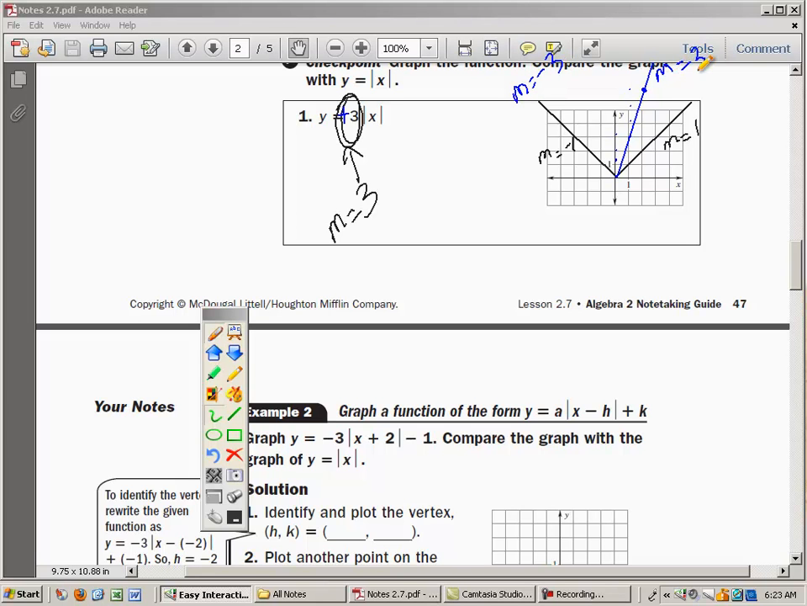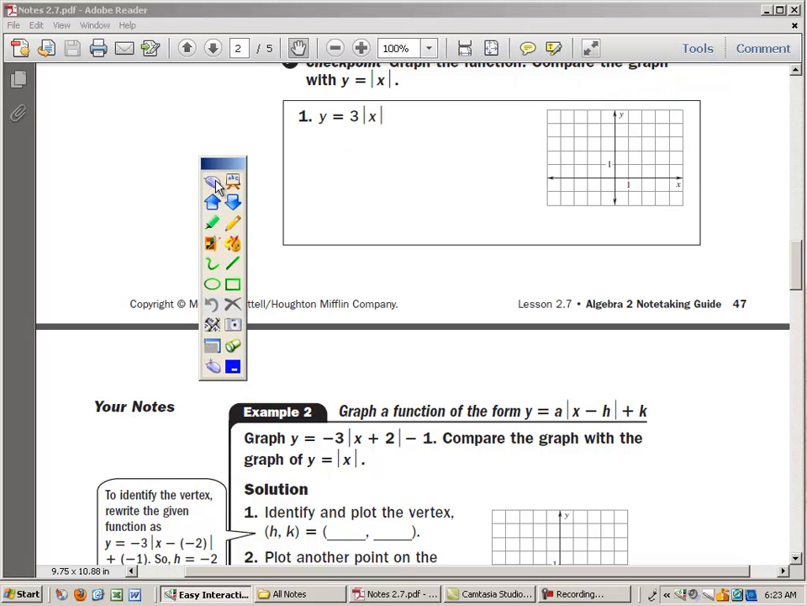To get a slope of -3, I can rise 3 and run -1, rise 3 and run -1. Then I'm going to use those points to connect. And now you have the left branch as well. Notice the slope of the branch on the left side is -3. The slope of the right side is +3.